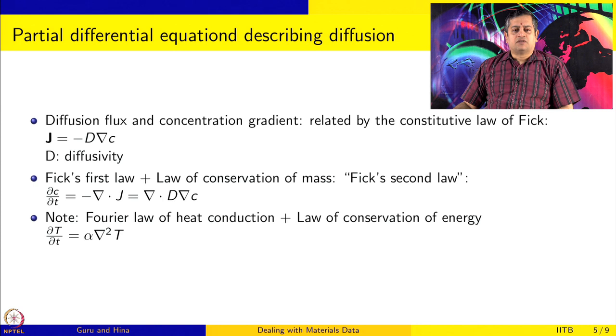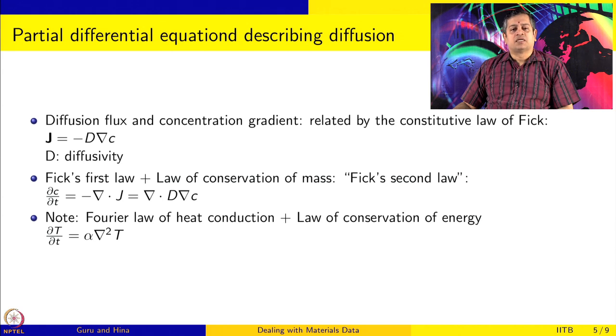To understand the diffusion problem, diffusion flux and concentration gradient are related by a constitutive law, and it is given as Fick's first law of diffusion. It says that the diffusion flux is proportional to the concentration gradient, and the proportionality constant is called diffusivity, and the negative sign indicates that diffusional fluxes are such that concentration gradients will get evened out over a long period of time. Now, if you add to Fick's first law the law of conservation of mass, you get the so called Fick's second law. So, it is a conservation law. There is no really new law called Fick's second law. Fick's first law is a constitutive law. The second law is just a combination of the constitutive law with the law of conservation of mass.